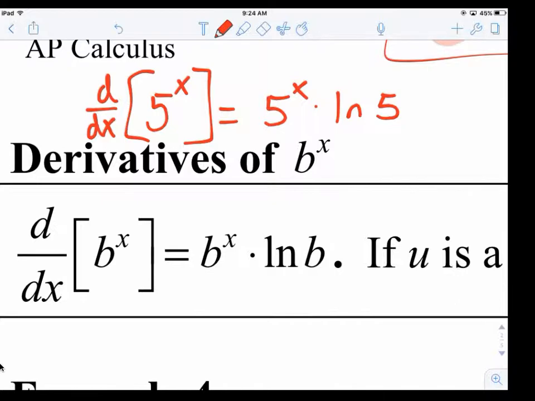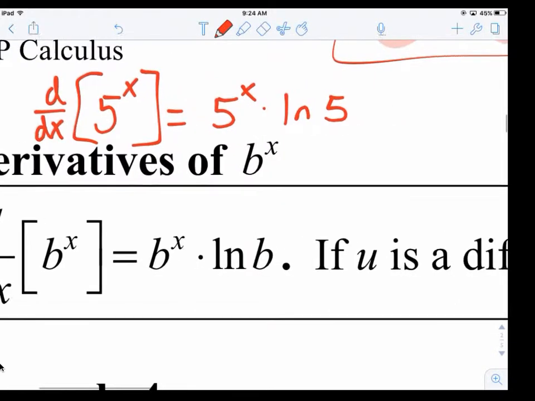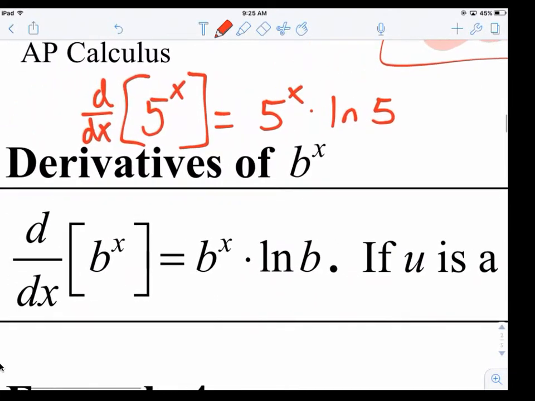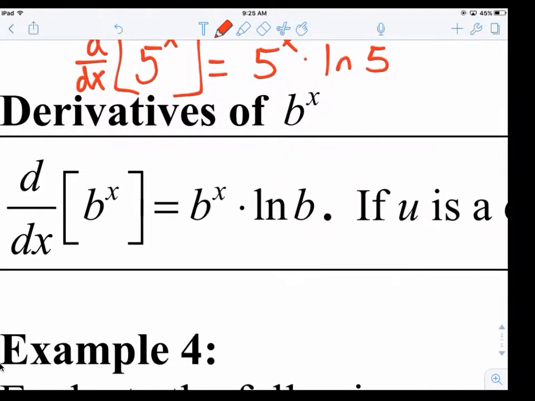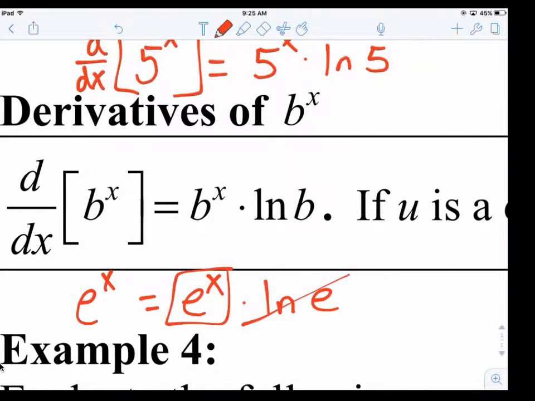No, b is just a number. B is a number. Well, actually, yeah, you could use that because if you were doing e to the x, its derivative would be e to the x times the ln of e. And what is the ln of e? 1. So you're just left with e to the x.